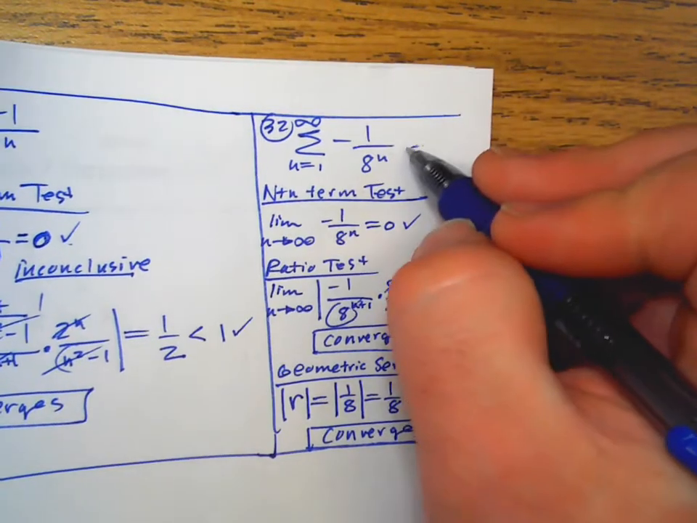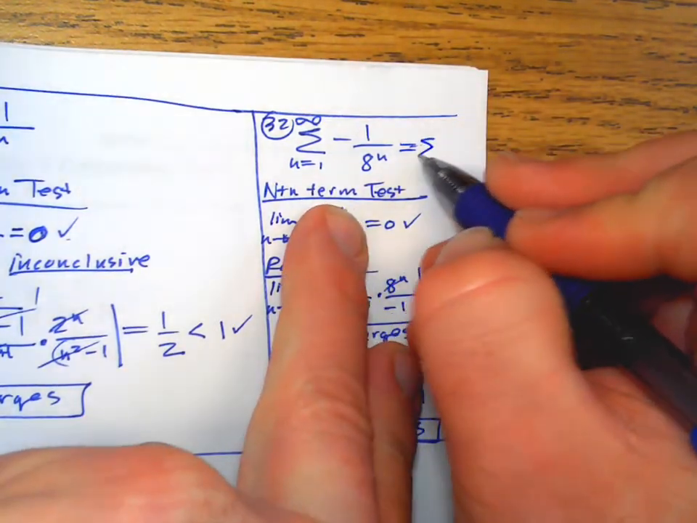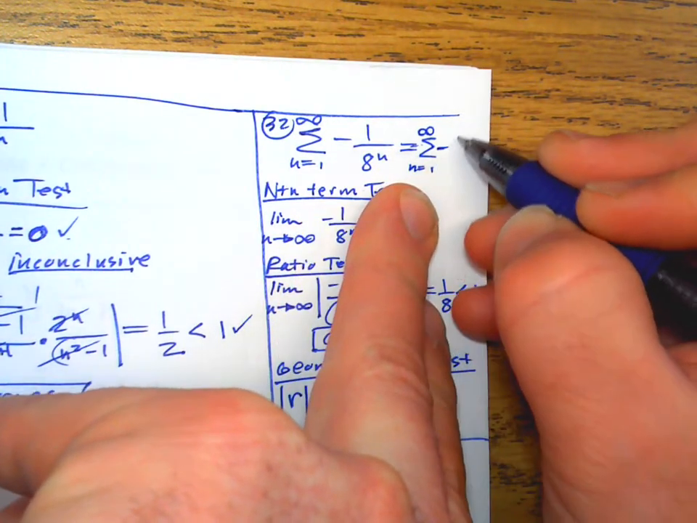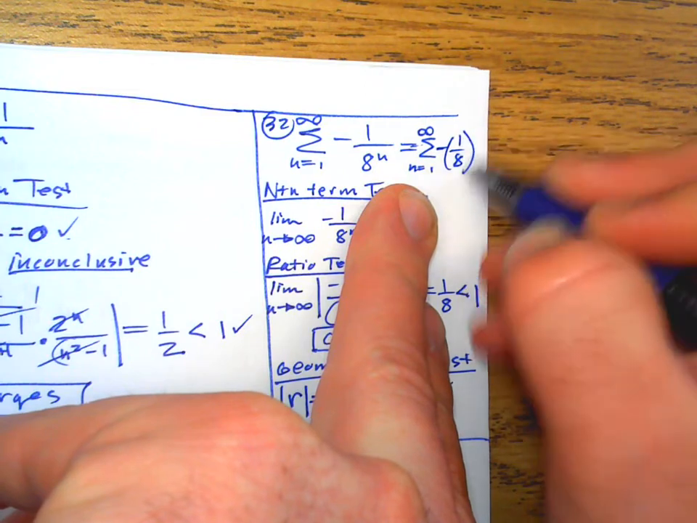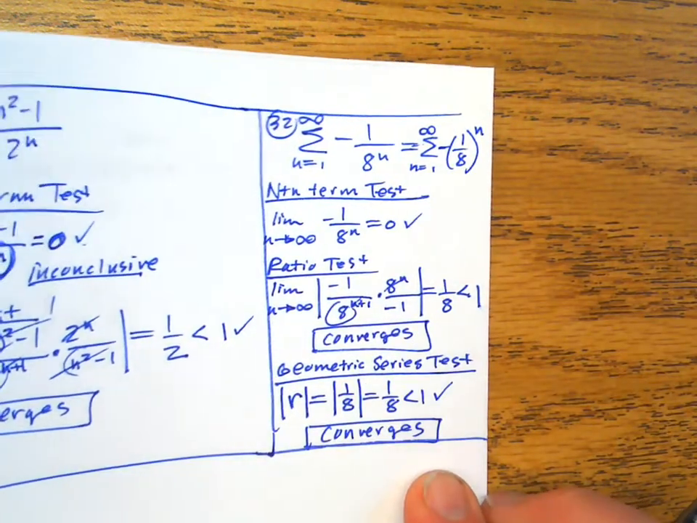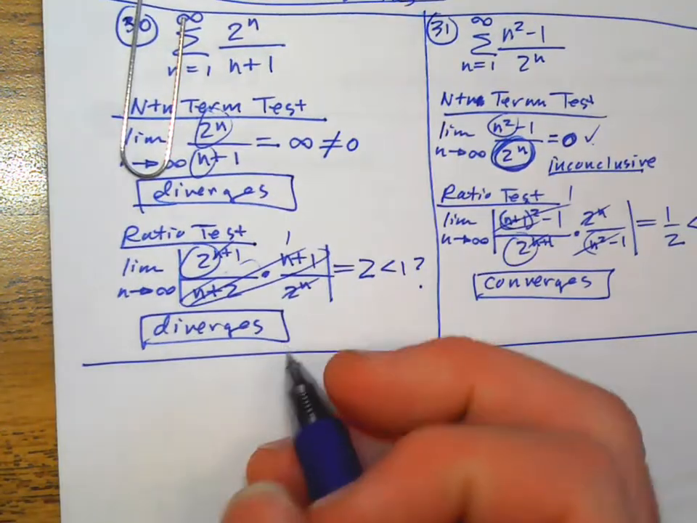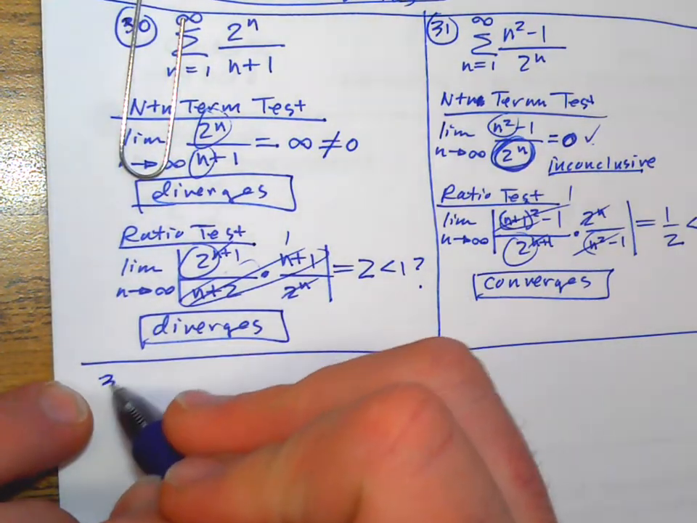So, yeah, if you wanted to, you could rewrite this in a way that looks more like a geometric series. There's the r. Same thing. Okay, so that's 32, 33.